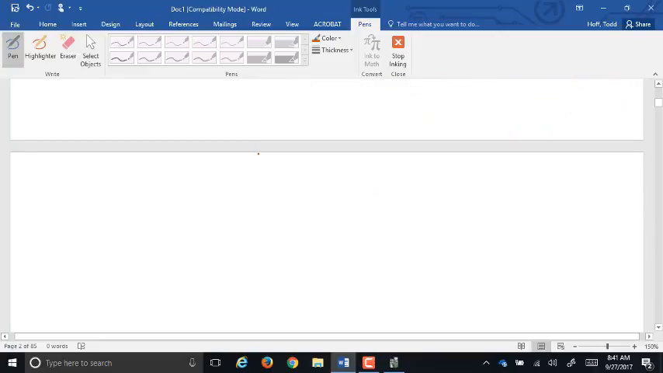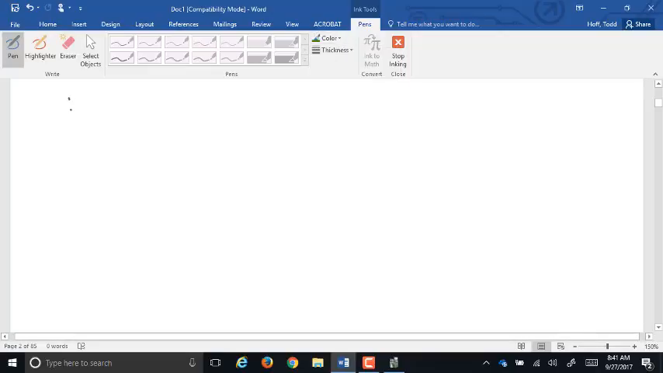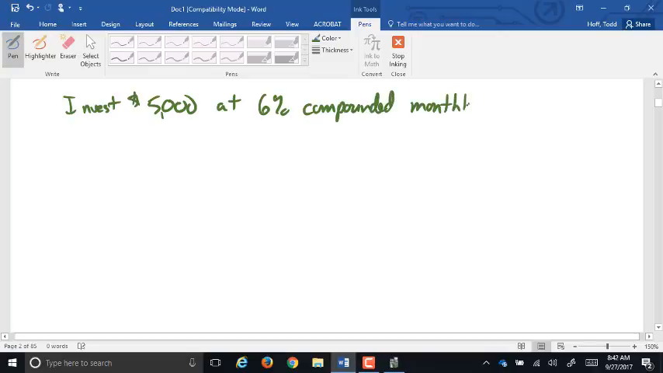The formula for compound interest. Let's say we're going to invest $5,000 at 6% compounded monthly for 3 years.